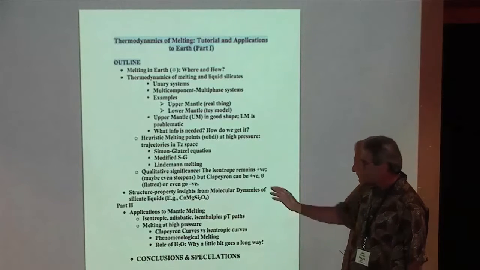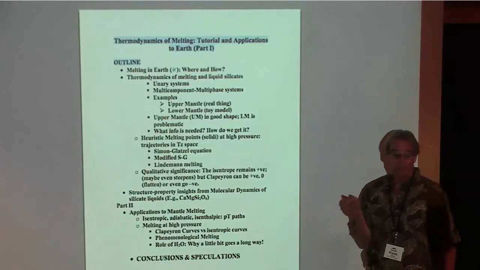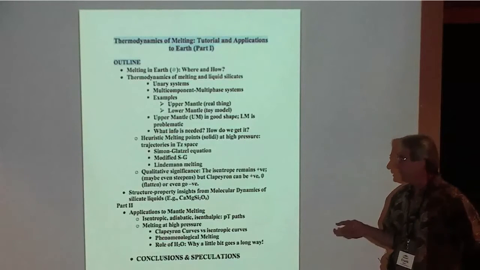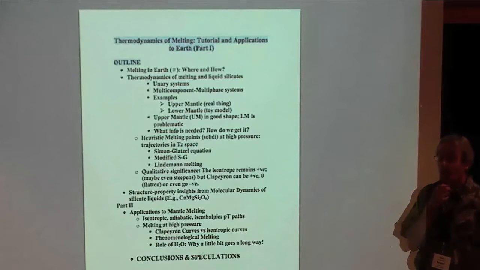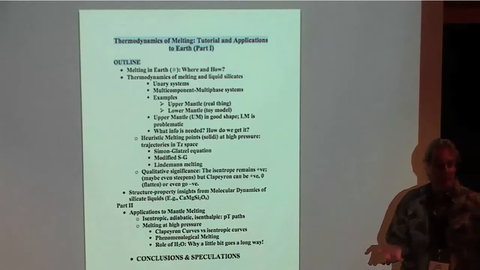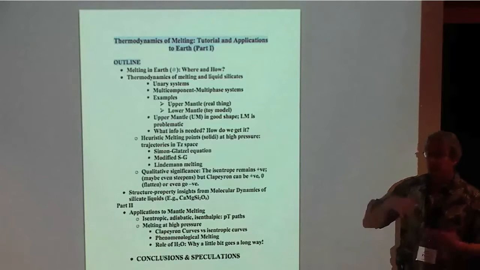And then some more nonsense here. And then finally at the end, talk a little bit about the role of water in this business. A little bit of water goes a long way in changing the melting properties of silicates. And it's estimated that we may have 2, maybe 10 oceans of water in the Earth's mantle.